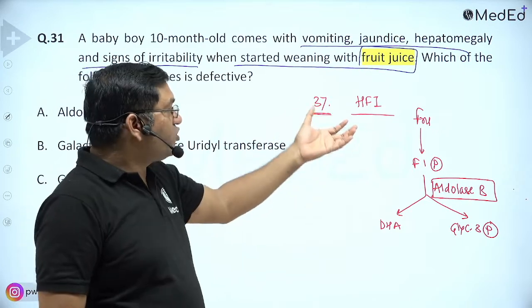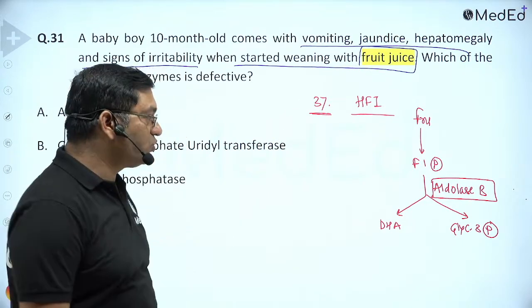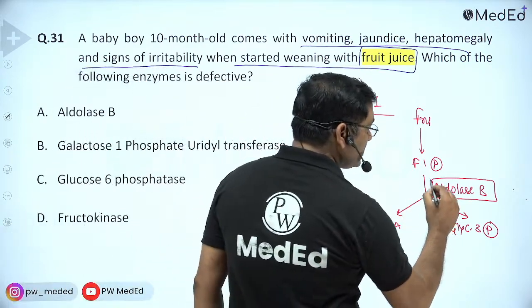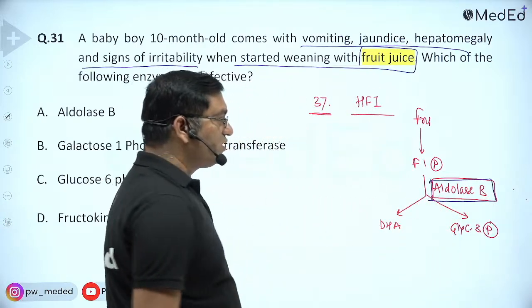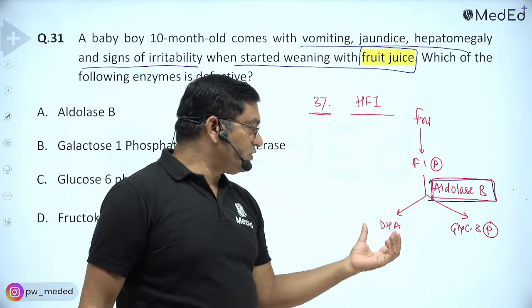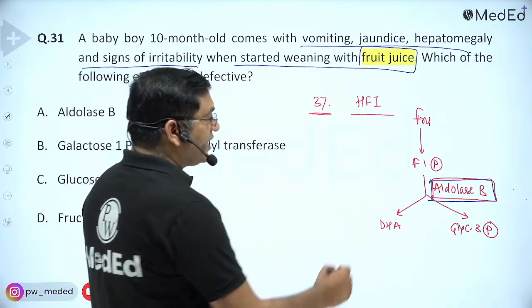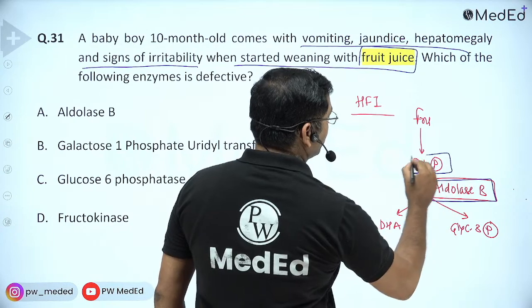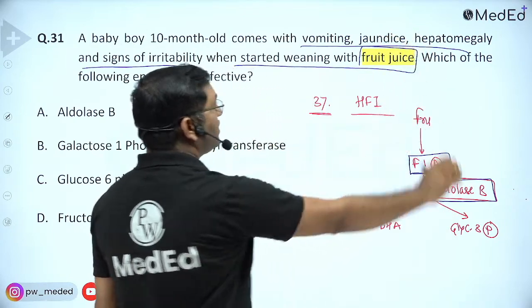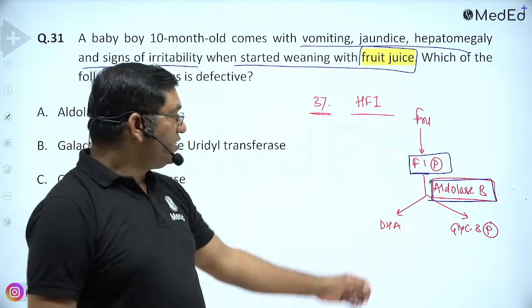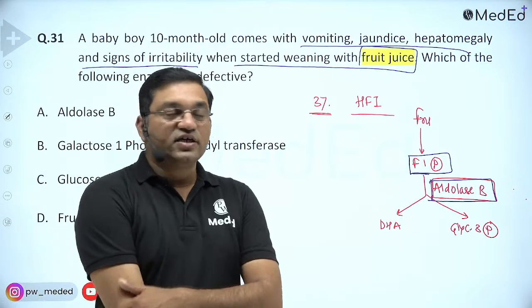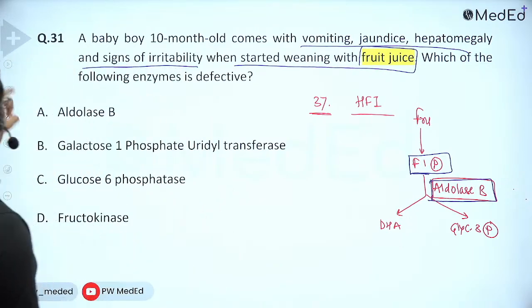So it is a case of hereditary fructose intolerance due to a defect in the enzyme aldolase B. Aldolase B converts fructose 1-phosphate into dihydroxyacetone phosphate and glyceraldehyde, and accumulation of fructose 1-phosphate causes the manifestations, that is jaundice, hepatomegaly, and also hypoglycemia. Hereditary fructose intolerance.